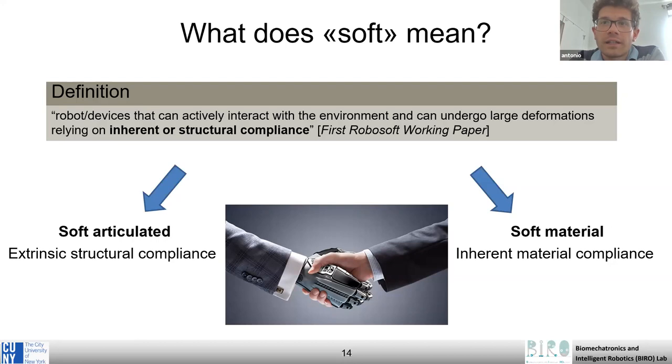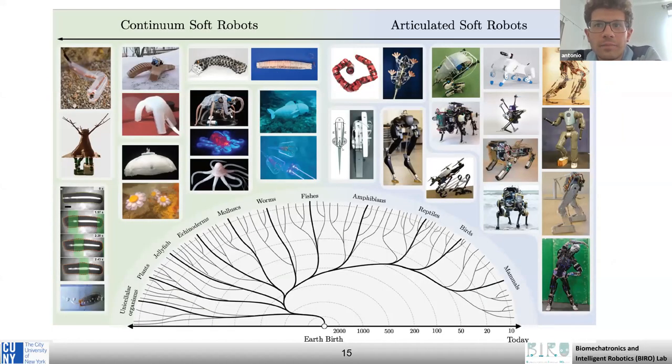For instance, a fundamental classification distinguishes between soft articulated robots, where compliance is achieved at the level of the structure, and soft material robots that instead rely on materials with intrinsic deformability. The first class takes its inspiration largely from vertebrate musculoskeletal systems, and refers to robots in which compliance is concentrated mostly in the robot joints. Instead, the other branch is inspired by the invertebrates and aims at building robots with continuously flexible materials so that their compliant behavior is distributed throughout their structure.